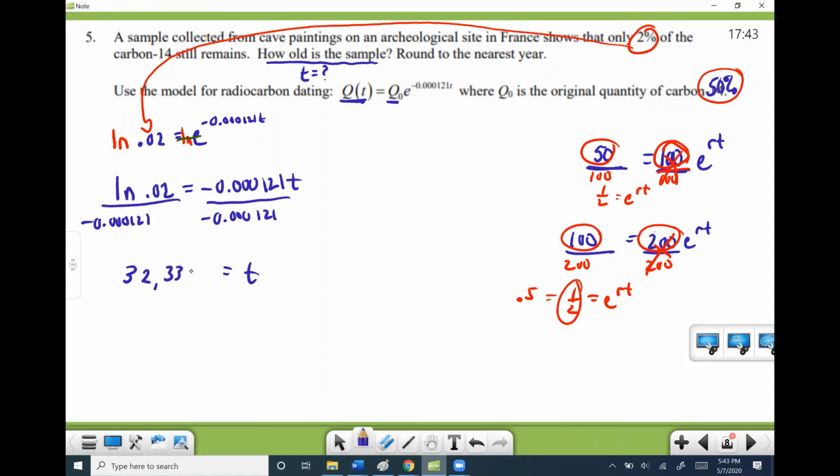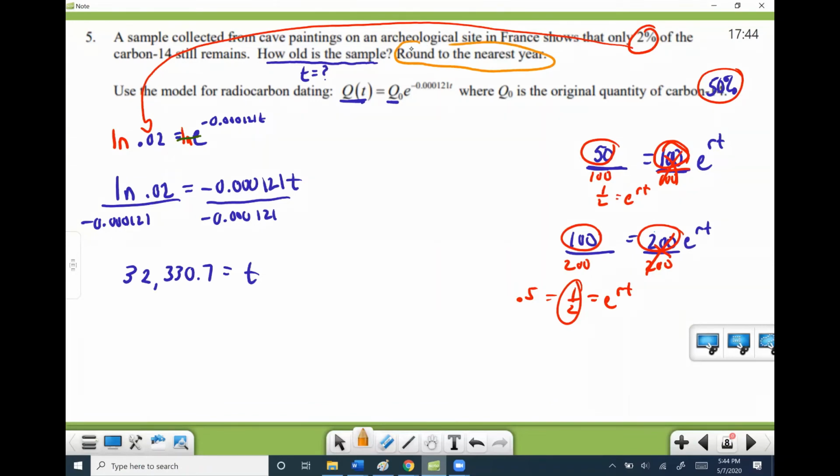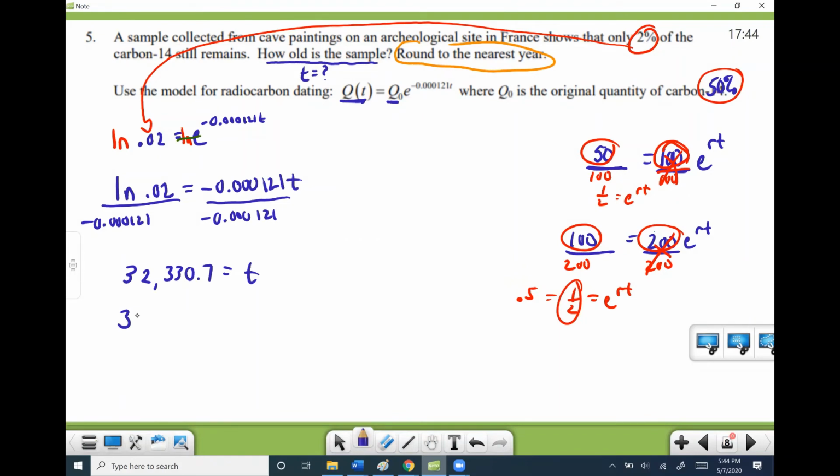But that makes sense because we're dating some archaeological cave paintings, right? Some cave paintings. So we do expect them to be pretty old. Yeah. Okay, I'm reading the directions and they say round to the nearest year. So I put the 0.7 there so that I would know to round up. Okay. Cool. All right.